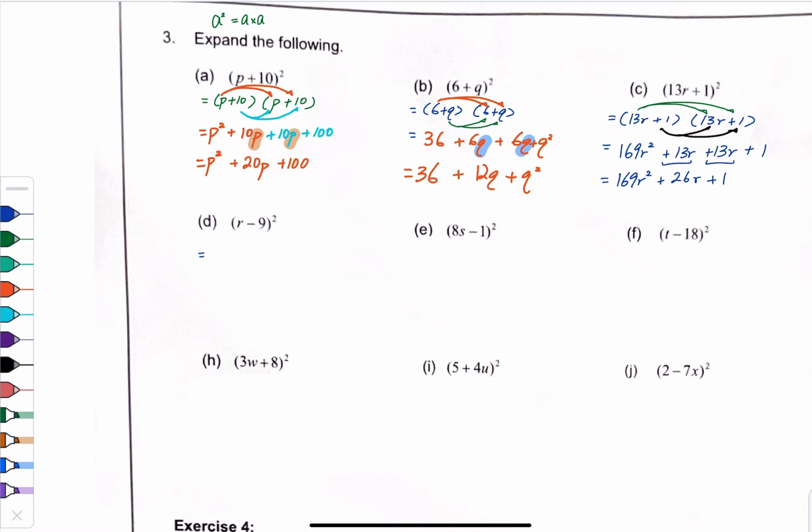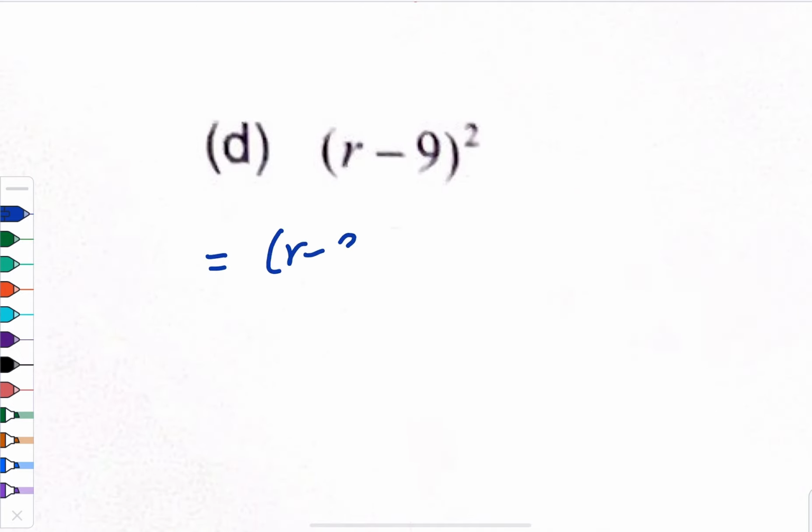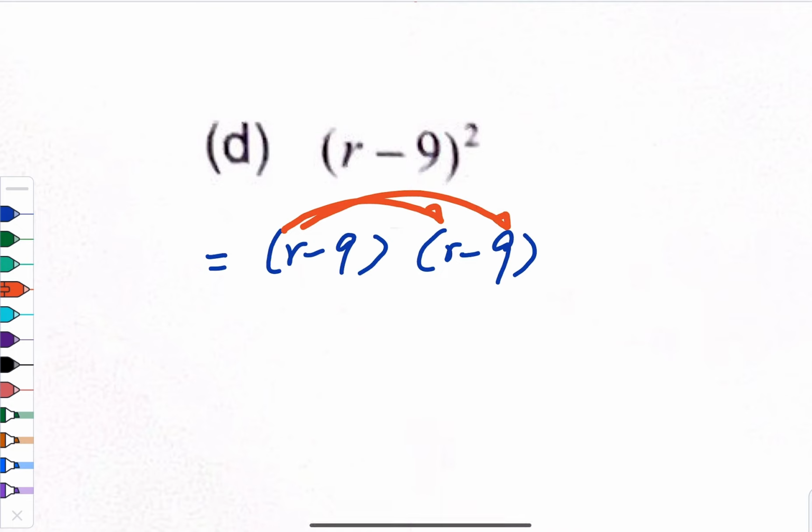So it's minus, so I'll do 1 minus as well. So r minus 9 square, r minus 9 square. Oops, why do I have a square here? You don't need it. There's already a square. Square means it's times with itself. This goes here, this also goes here, and then this goes here, this also goes here.